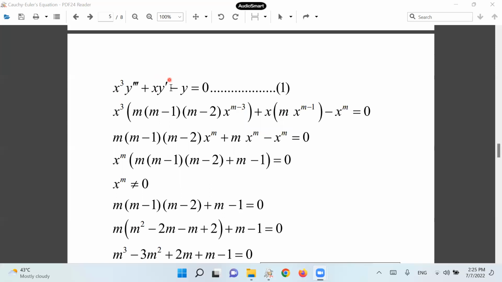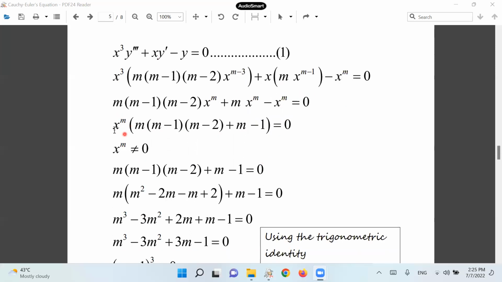It is equal to m into m minus 1 into m minus 2 into x power m minus 3. Similarly, x multiplied by y dash, whatever we have found, and minus y, we have supposed that it is x power m. After that, we take this x power m as common, because all terms have it, and inside it will be m into m minus 1 into m minus 2, then m and minus 1. So similarly, x power m cannot be equal to 0, so this means that the other term will be equal to 0.